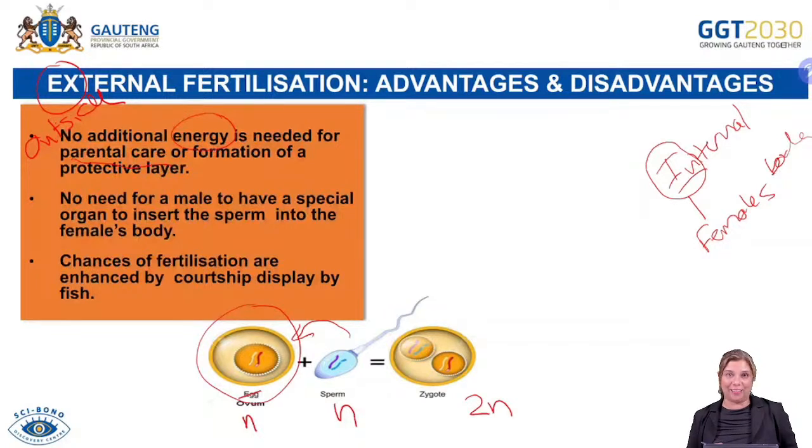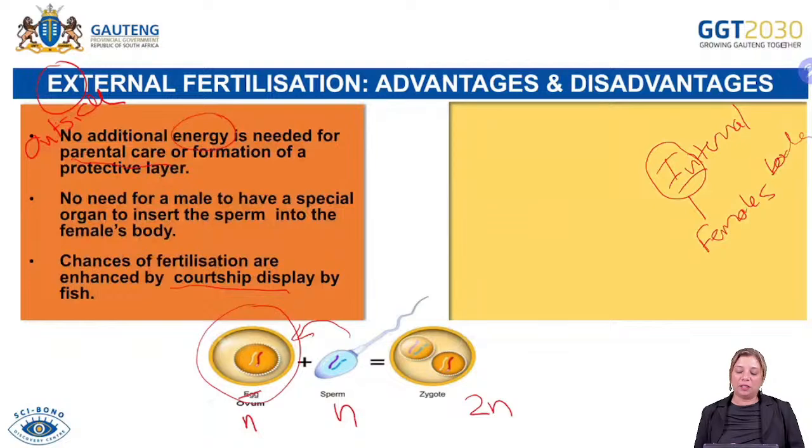We know it today as dating, okay? That's the dating behavior. Back in the days of the Stone Age and all of that, they used to call it courting, okay? So that is where they get this word from. So chances of fertilization are enhanced by courtship display. So what is this courtship, this dating behavior? The fish actually wave their fins in a special way to attract the females so that they can be involved in this fertilization process. So it's not just a chance meeting. They try to attract each other so that these eggs can be fertilized, okay?